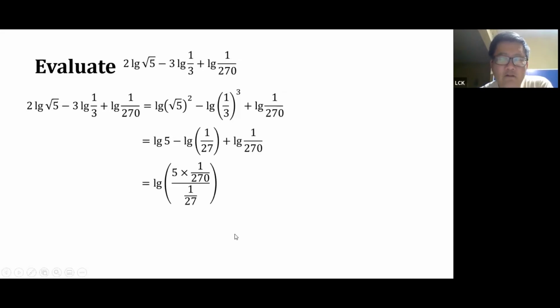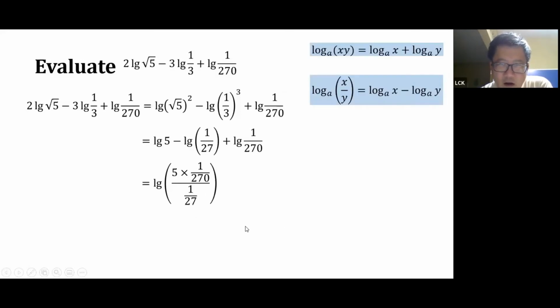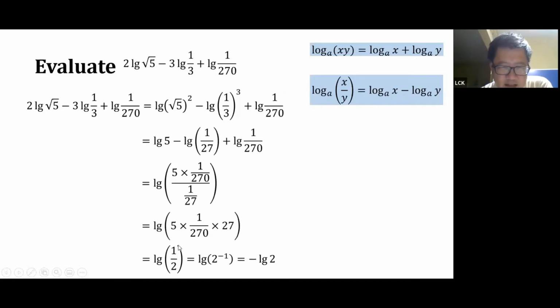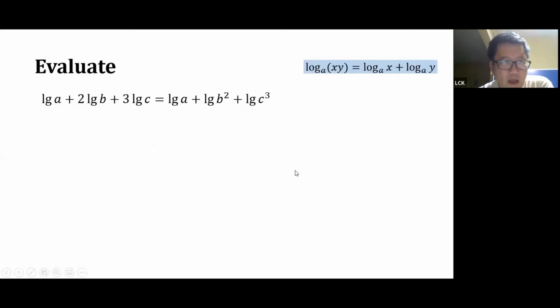Okay, and once you have done this, it's a matter of spring cleaning. This is messy. It's just messy, that's all. You just spring clean this, and what you have is just 5 times 1 over 270 times 27. And when you simplify that, it's just 5 over 10 really, so half. And if you want to simplify that further, you can say that's log 2 to the power of minus 1, and when you bring that minus 1 down, it's minus log 2. All right, and that's the ultimate. You can't simplify this any further. You've gone all the way. So very simple.